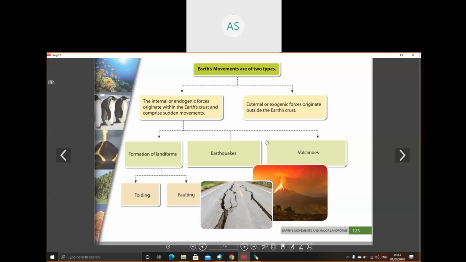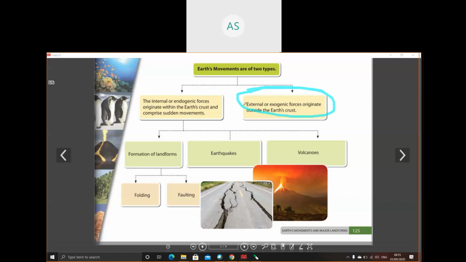Okay, so first of all, as you can see, Earth's movements are of two types. First is internal or endogenic forces, and the second one is external or exogenic forces. So first of all, we have to learn what exogenic forces are.